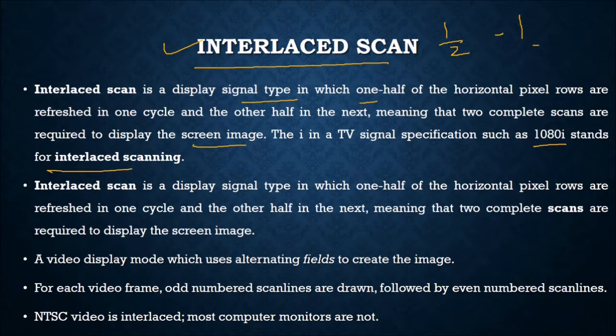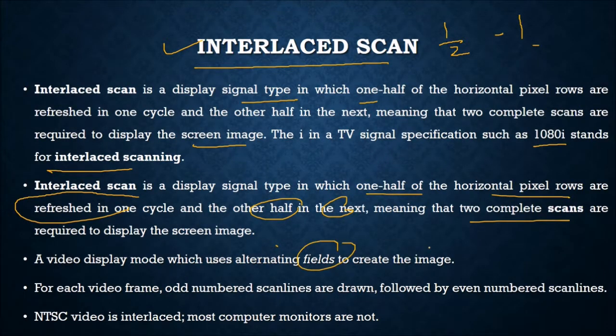So interlace scan is a display signal type in which one half of the horizontal pixel rows are refreshed in one cycle and the other half in the next. So two complete scans are required to display the screen image. It is a video display mode which uses alternate fields to create the image. For each video frame, odd numbered scan lines are drawn, followed by even numbered scan lines. NTSC video is interlaced, and most computer monitors are not.